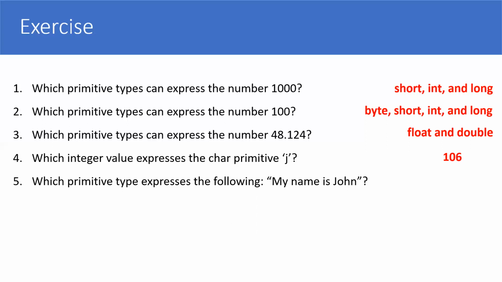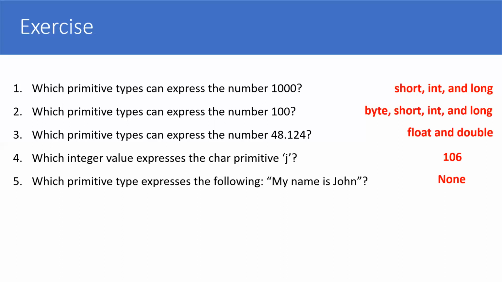Now the last question is asking which primitive type expresses the following: my name is John. If you answered a string, then unfortunately you are wrong, because I asked which primitive type. It's really important to remember a string is not a primitive type. A string is its own class. So therefore, no primitive type expresses my name is John. You could use a bunch of characters to create it, but my name is John is not expressed by a primitive type.